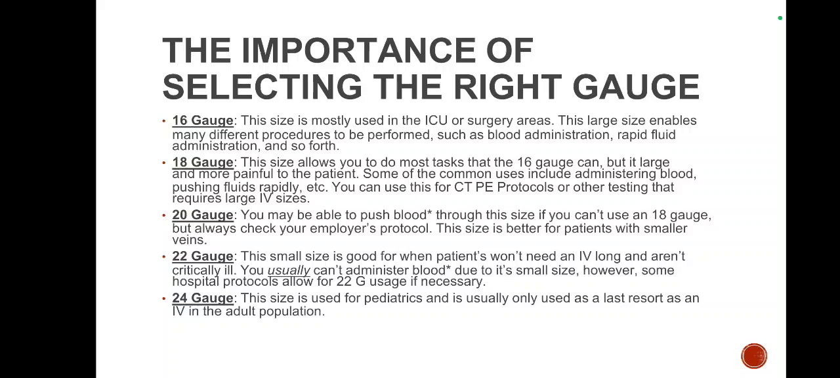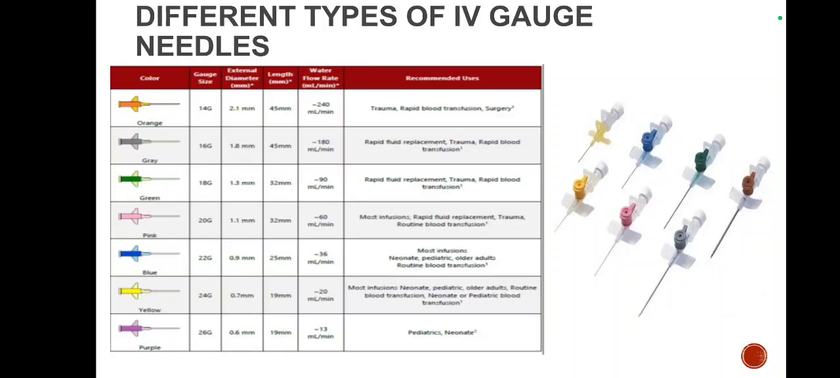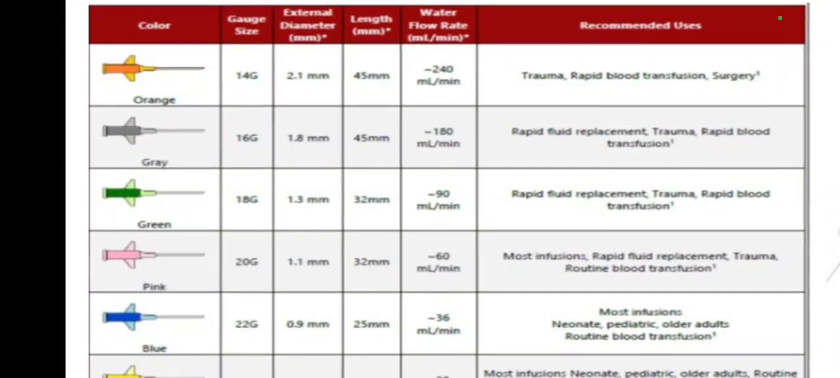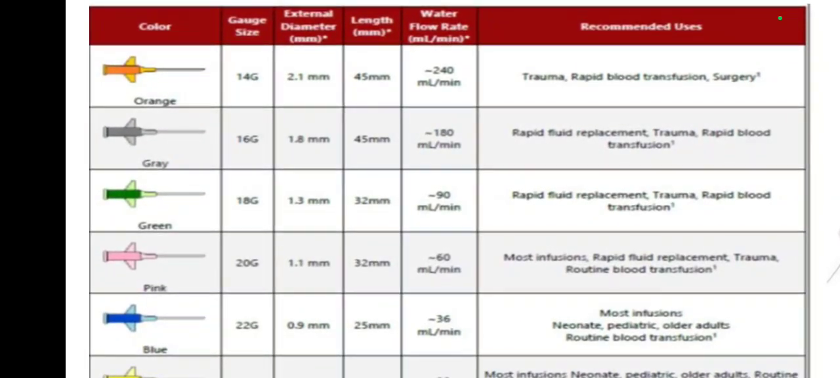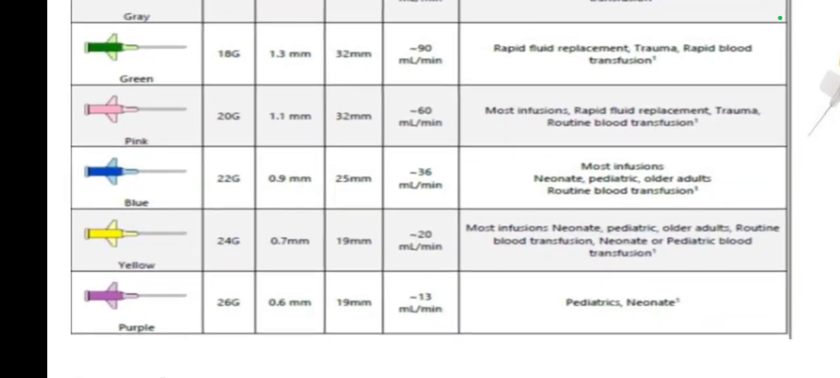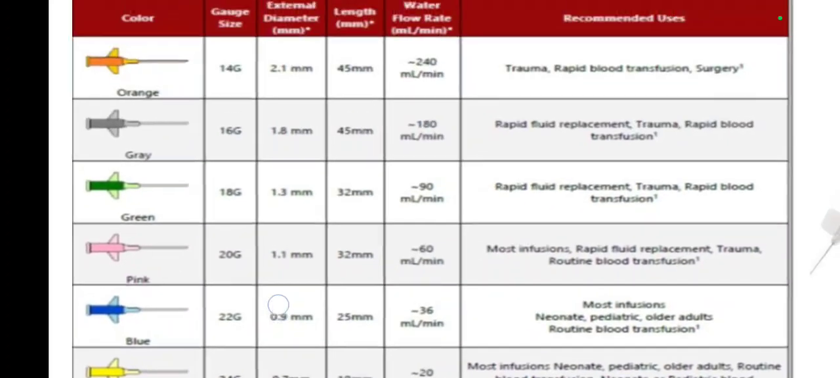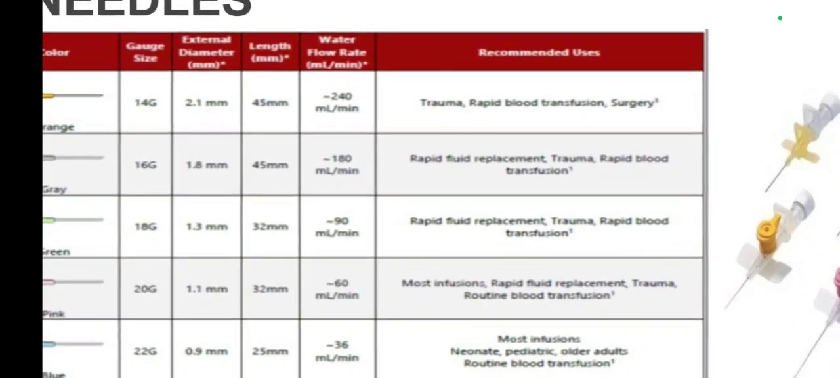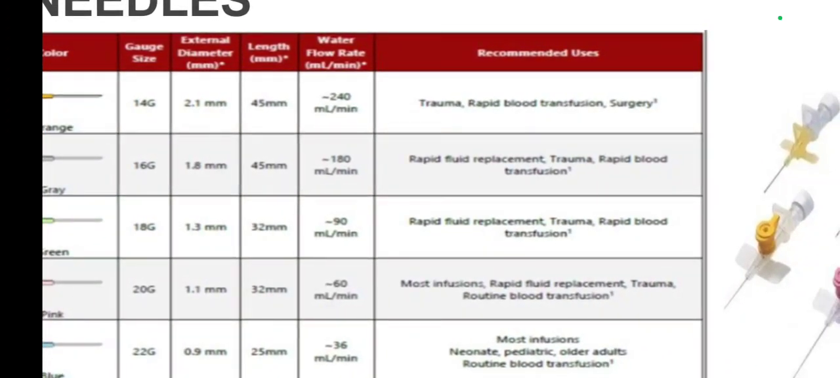We can use that one because typically the veins of seniors or the elderly are prone to collapsing. So we usually use smaller needles. So again, we have here the gauge sizes. As you can see, we have 14, 16, 18, 20, 22, 24, and 26. We have here the external diameter, the length of the needle, and the water flow rate.